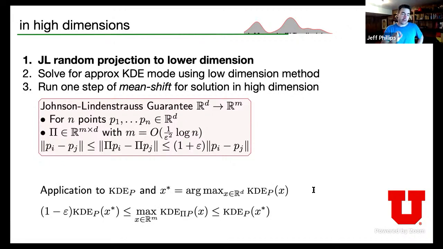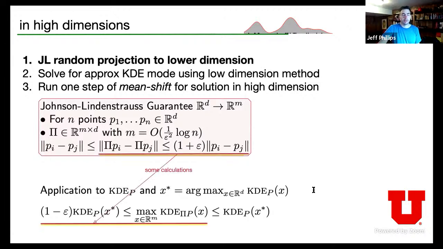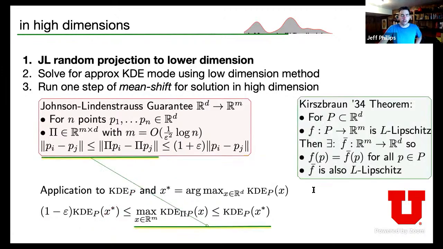We want to apply this to the maximum function, so that the cost of the maximum function is approximated by the cost of the maximum of the projected version of the problem. To get the left-hand side of this bound, we use the 1 plus epsilon side, which is the standard form. This goes through with some calculations. It's not too hard.